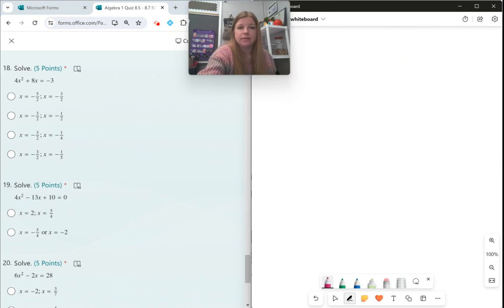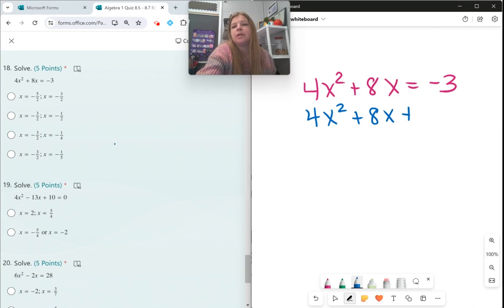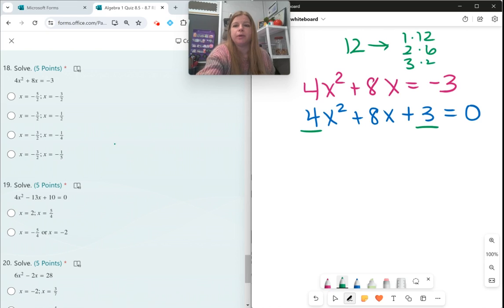Number 18, similar skill. So 4x squared plus 8x equals negative 3. Step 1, set the equation equal to 0. Okay, so 4x squared plus 8x plus 3 equals 0. Step 2, factor. Can I factor out a GCF first there? No. So in my factoring step, I need to do 4 times 3 is 12. Factor pairs of 12 are 1 times 12, 2 times 6, 3 times 4.